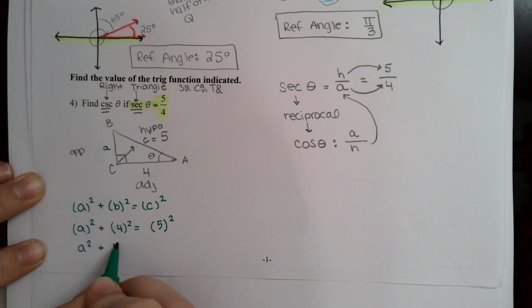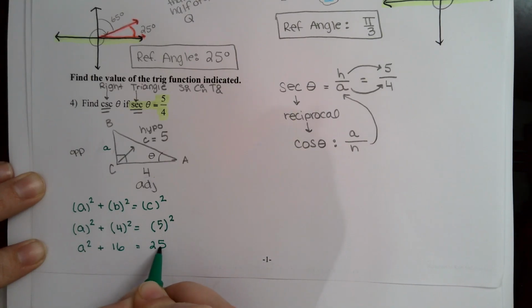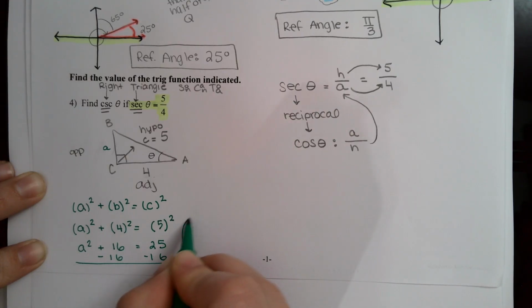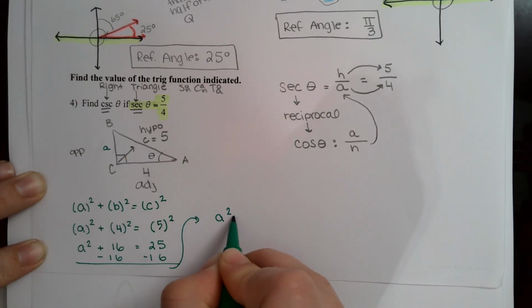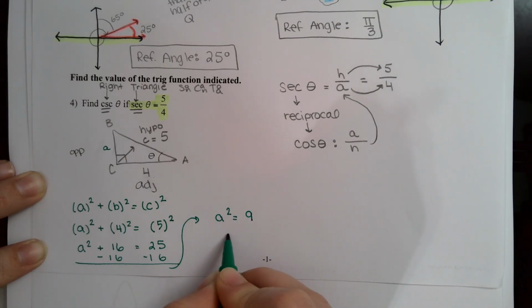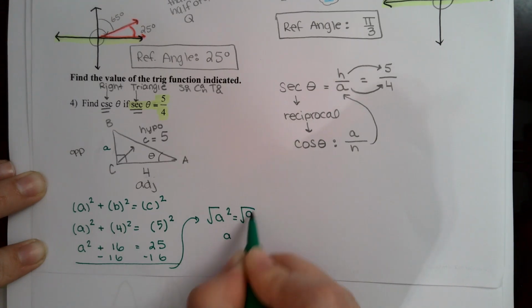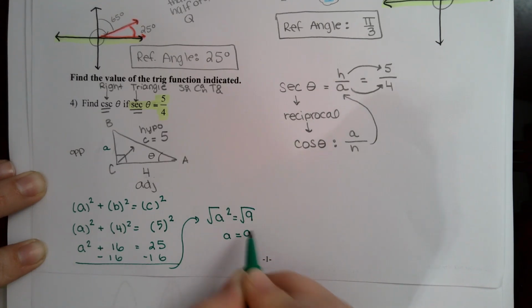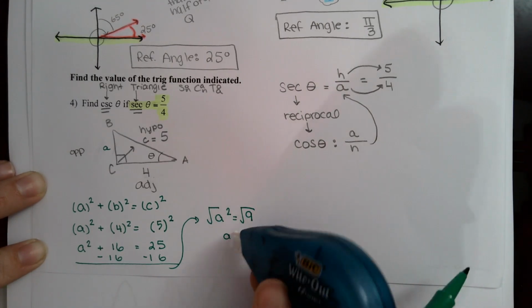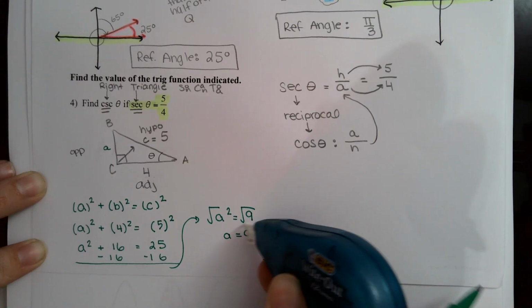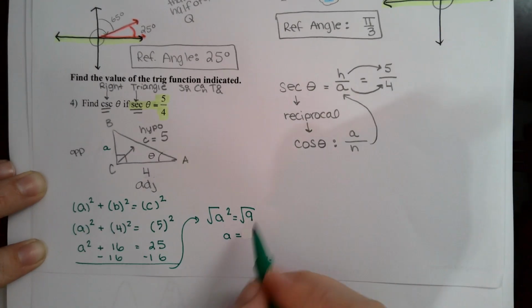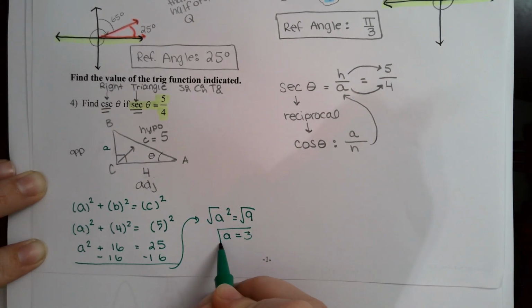So a squared plus 16 is equal to 25. Subtract 16, subtract 16. We got a squared is equal to 9. Take the square root, make it positive. Oops, and that's going to be 3. Again, here in green, you did not need to do this if you know your Pythagorean triples.